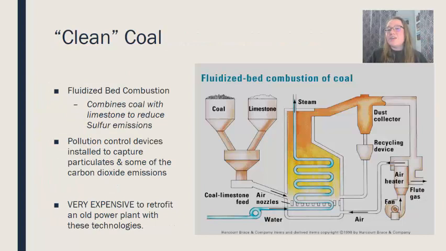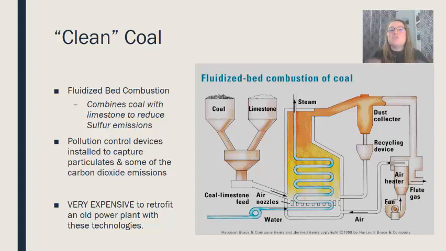Now, there is this thing called clean coal, and I like to use air quotes with it because it's not really that much better. Yes, there is an improvement. However, we are still burning a limited fossil fuel, non-renewable resource. So it's not perfect, but it's a little bit better. And we can do what's called fluidized bed combustion of coal, where we're mixing the coal with some limestone in that boiler to try to reduce the amount of sulfur emissions. So good job there. We can also use some pollution control devices on that smokestack to capture particulate matter and to remove some of that carbon dioxide emissions.